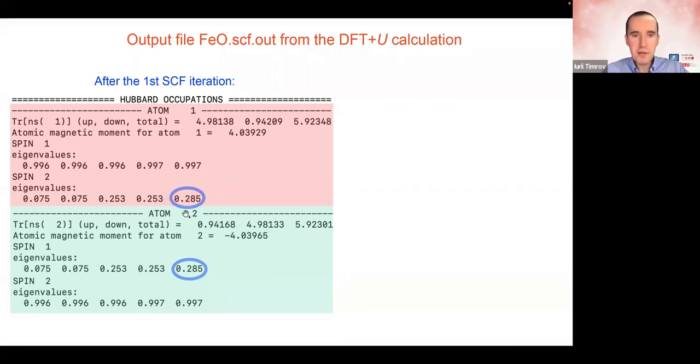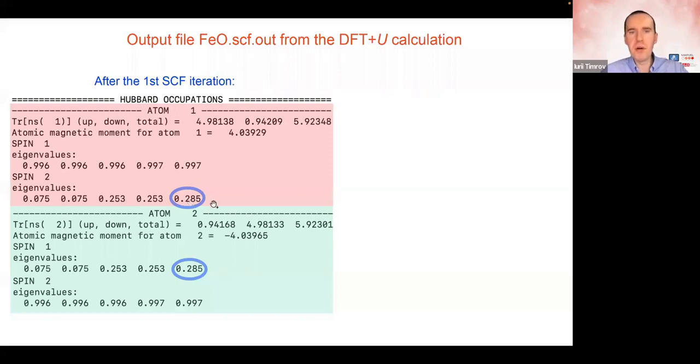So I highlight here in blue circles these eigenvalues. They are the only ones that are not degenerate. And what we want to do now is to try to suggest to the code to fully occupy them. So instead of having 0.285, we want to have 1. So what we want is that the code converges to the solution where this last eigenvalue is equal to 1. So this state is fully occupied.